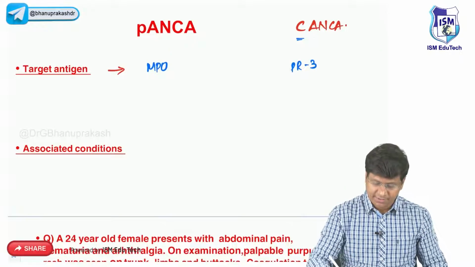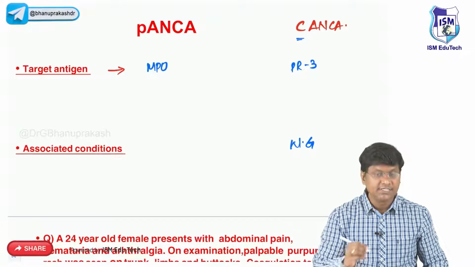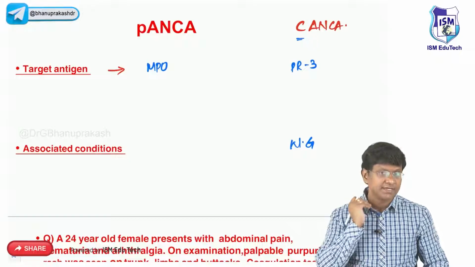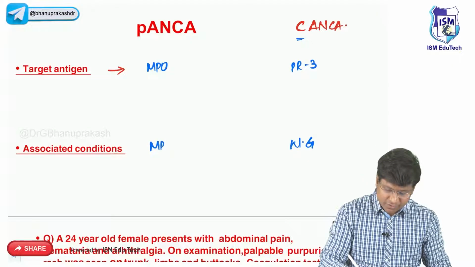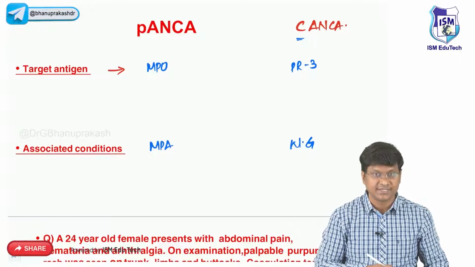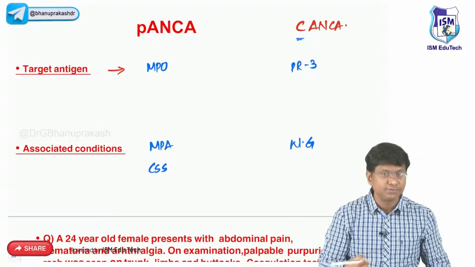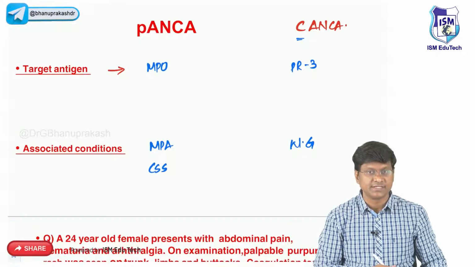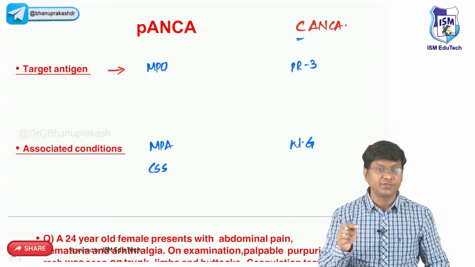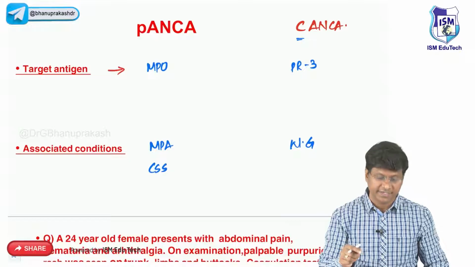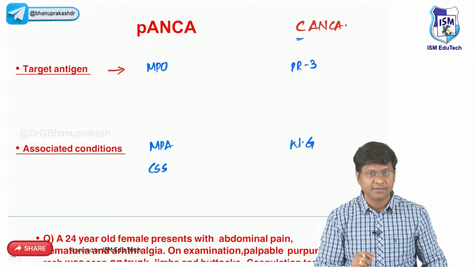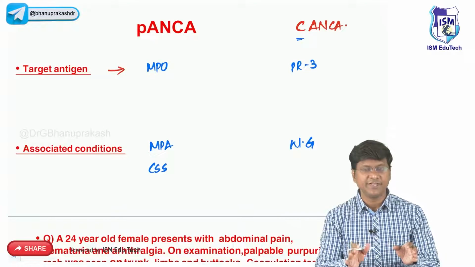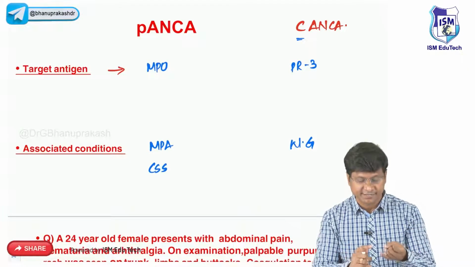You take C-ANCA, you see this only in one condition, that is Wegener's granulomatosis. But P-ANCA is present in multiple forms of vasculitis. That is in case of microscopic polyangiitis, which is a small vessel vasculitis. Then Churg-Strauss syndrome, which is also a small vessel vasculitis. And apart from that, even in case of idiopathic crescentic glomerulonephritis also, you have this P-ANCA being positive.